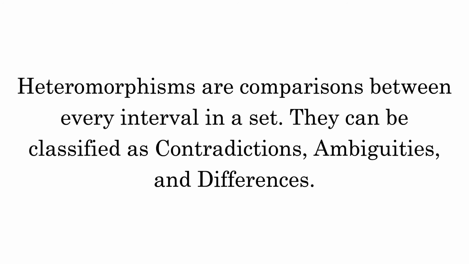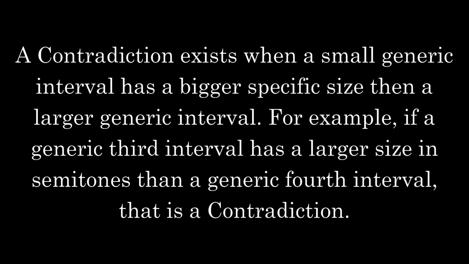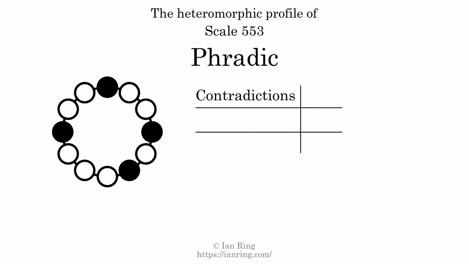They can be classified as contradictions, ambiguities, and differences. A contradiction exists when a small generic interval has a bigger specific size than a larger generic interval. For example, if a generic third interval has a larger size in semitones than a generic fourth interval, that is a contradiction. The number of contradictions in this scale is 0.